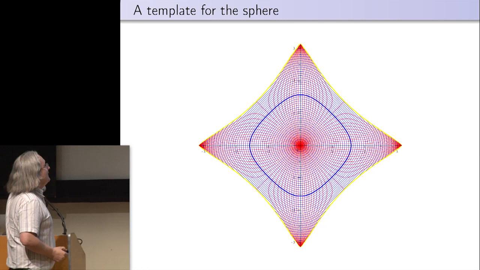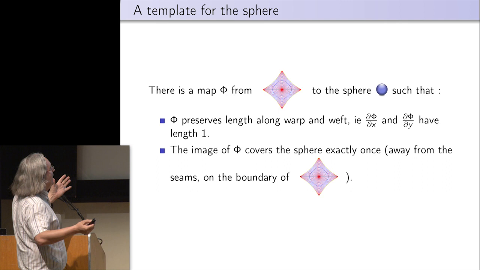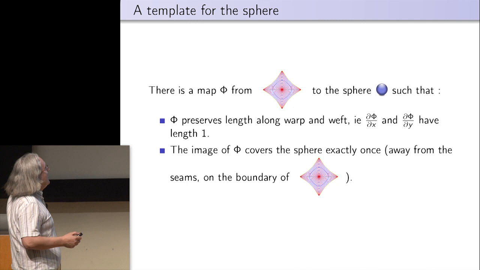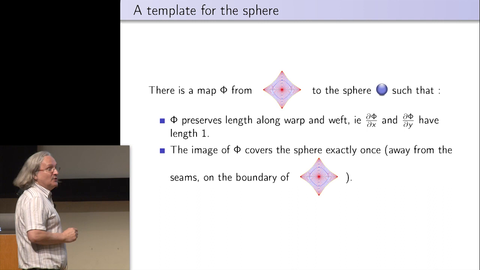There is a map from this star shape to the sphere, such that this map preserves the length along the warp and weft directions, which means that the two partial derivatives have length one, and the image of the map phi covers the sphere exactly once away from the seams on the boundary.